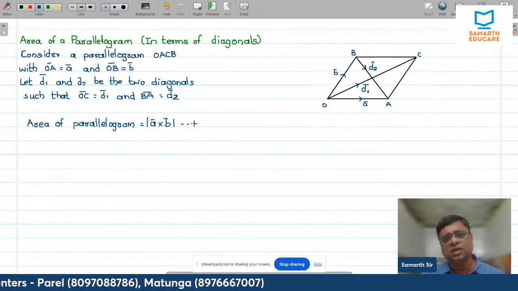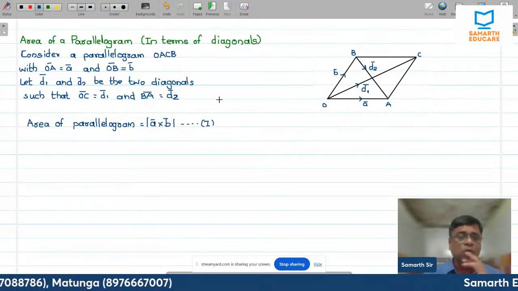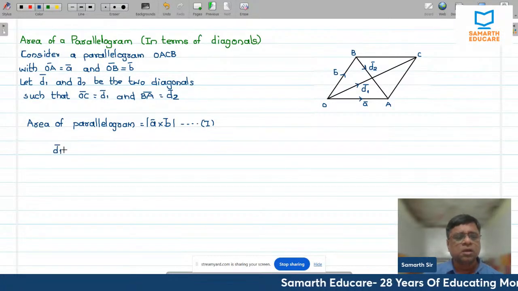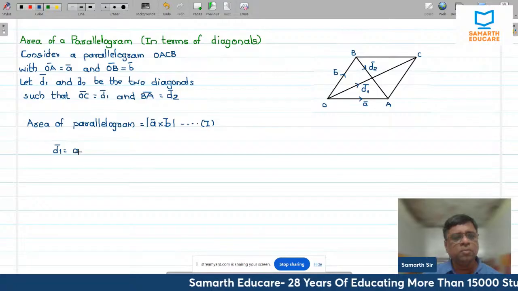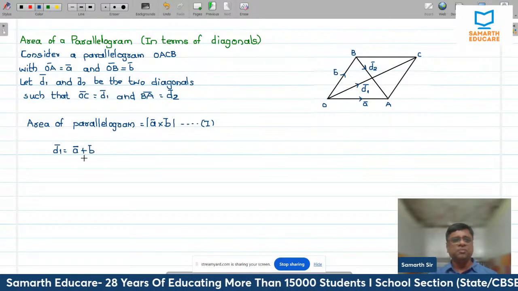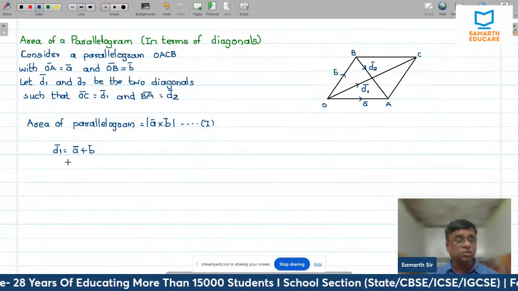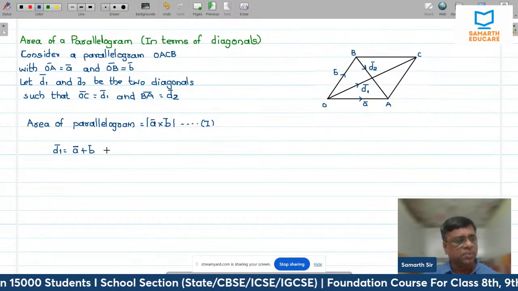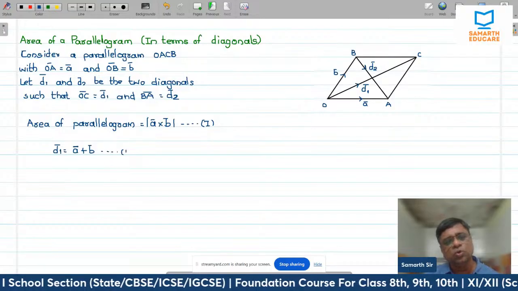Let this be equation number 1 again. Now understand this. What is D1 bar? According to the parallelogram law of addition, D1 bar is A bar plus B bar. Let this be equation number 2.